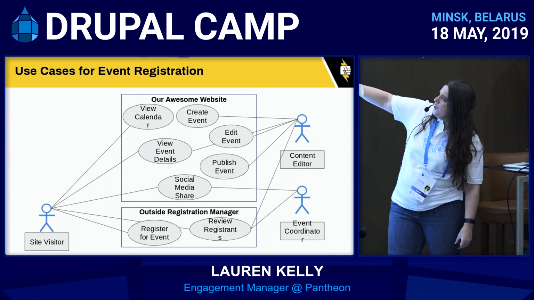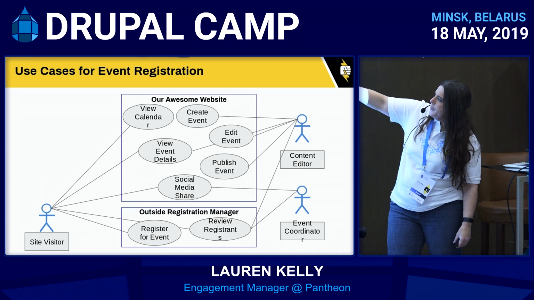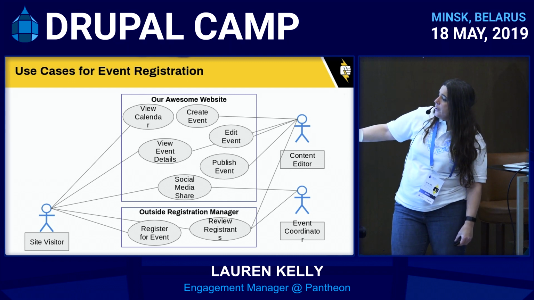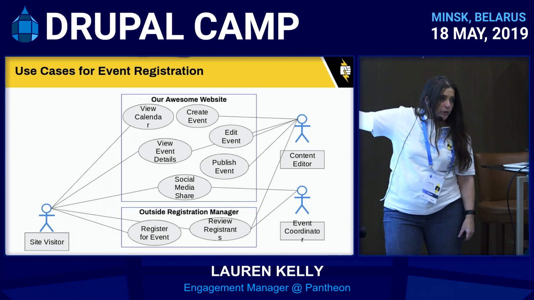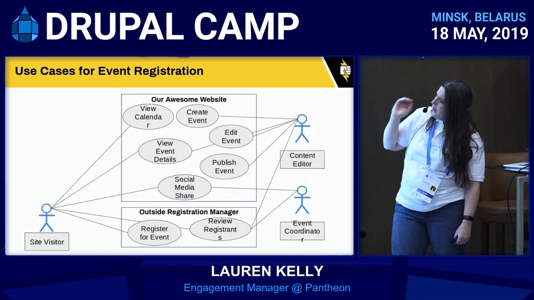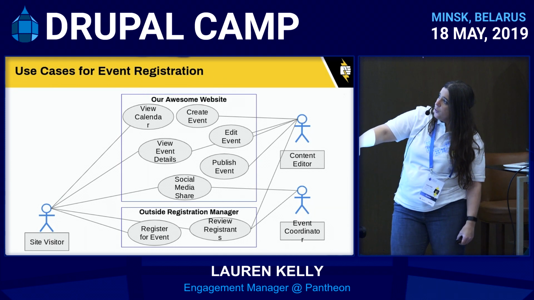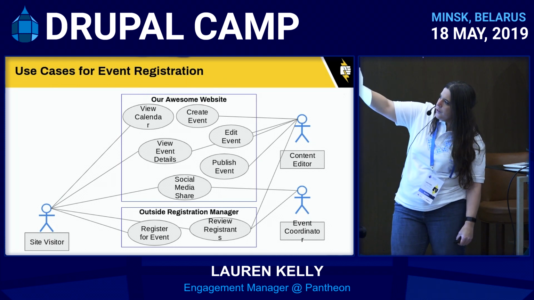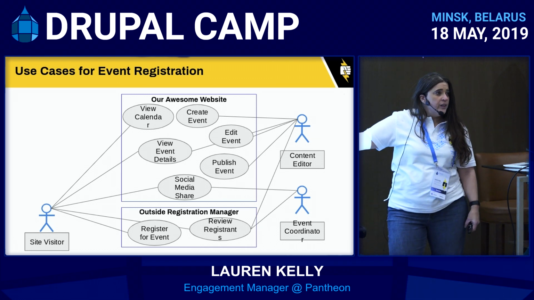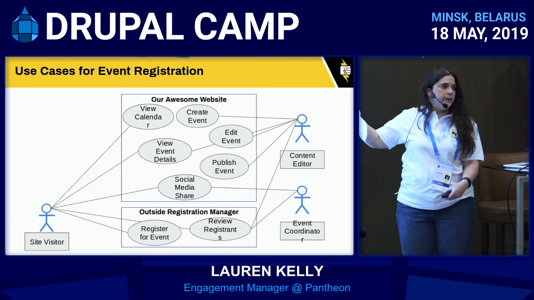The content editor wants to create an event, wants to be able to edit the event. The event coordinator wants to be able to share to social media. They want to be able to review registrants. All these things they want to be able to do. And the site visitor, of course, wants to be able to view the calendar and the event details. They want to be able to register for an event. So these are all pieces that we want to identify.